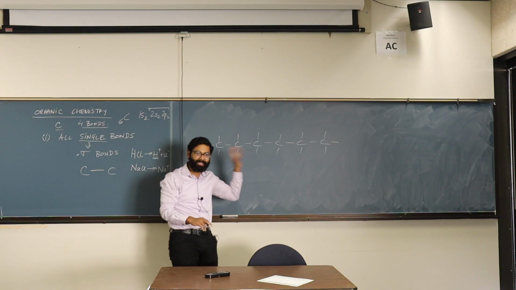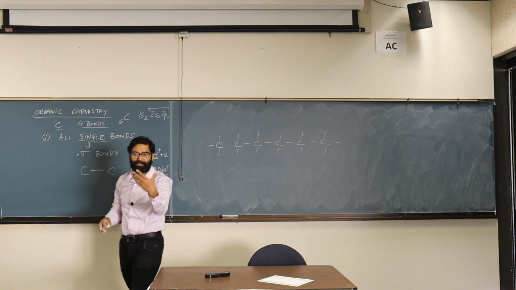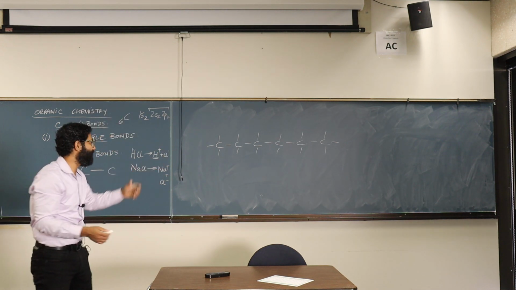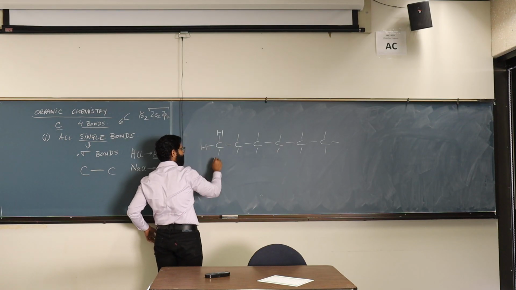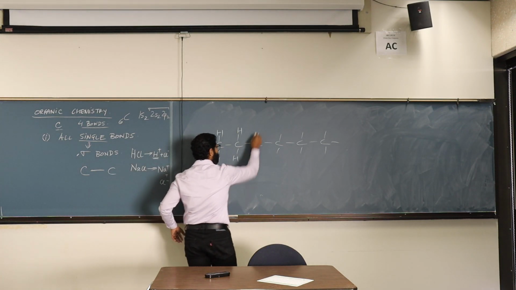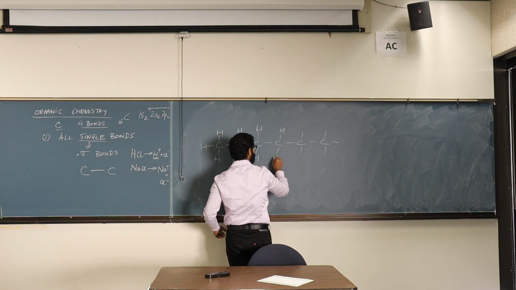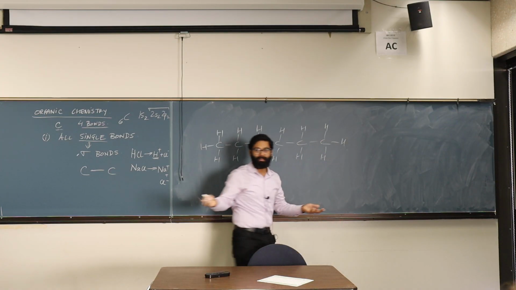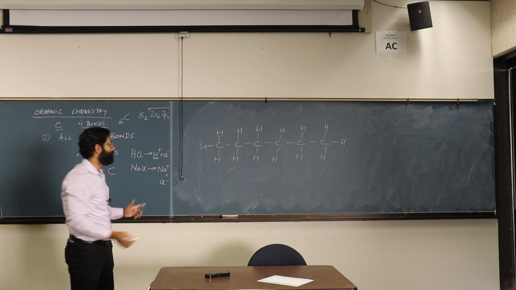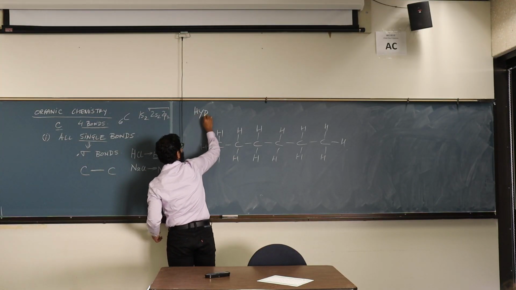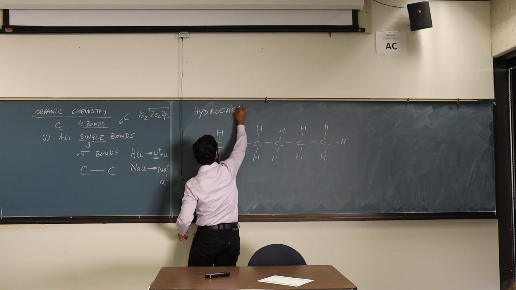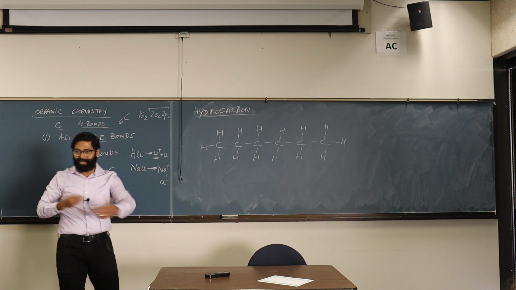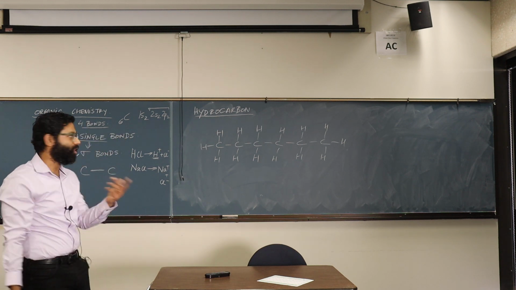How do you satisfy the valencies of these carbons? What comes in? What is the most abundant thing in the universe? Hydrogen. So you get a carbon and a hydrogen at all these positions. What will you call this thing? Call this hydrocarbon. Because that's what this is. It is just a carbon chain, and all the valencies of carbon that are remaining are being satisfied by the hydrogens. So it's called a hydrocarbon.